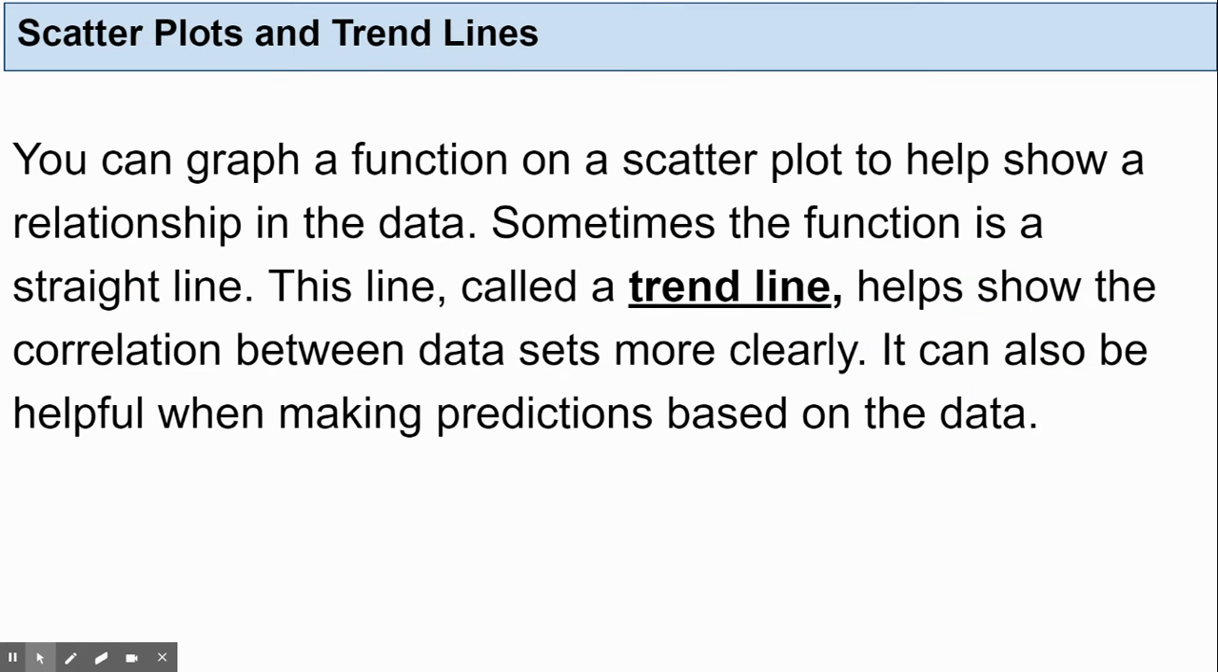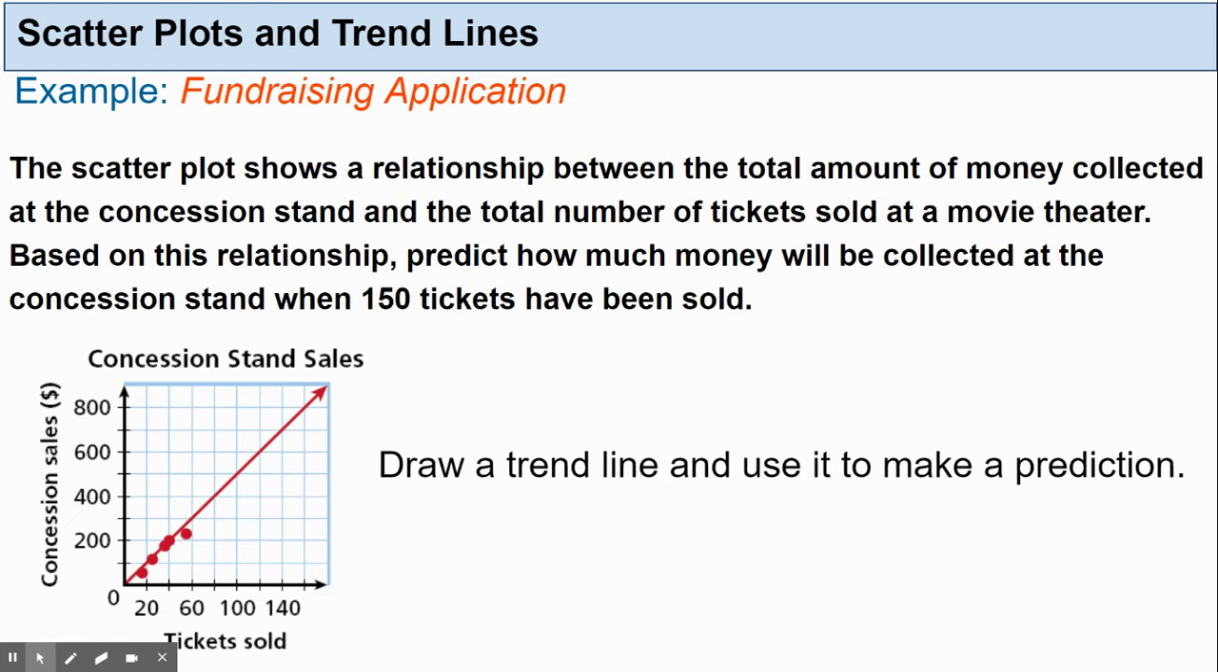So you can graph a function on a scatter plot to help show a relationship in the data. Sometimes the function is a straight line, and this line is also called a trend line. You are trying to figure out the trend that's actually happening in your data. This helps show the correlation between the data sets more clearly, and it can also be helpful when making predictions based on the data.